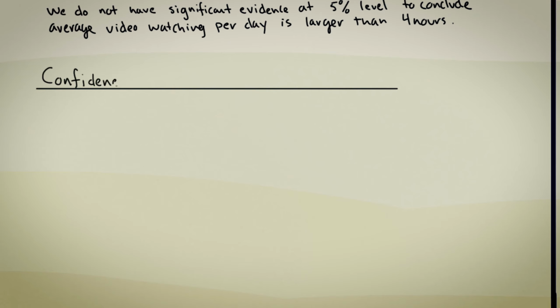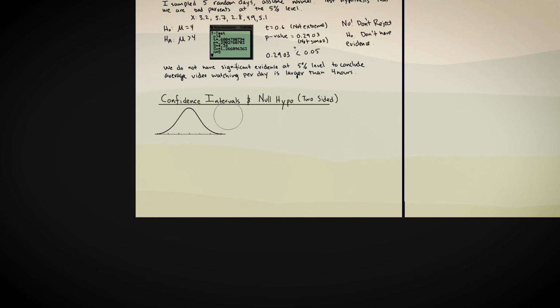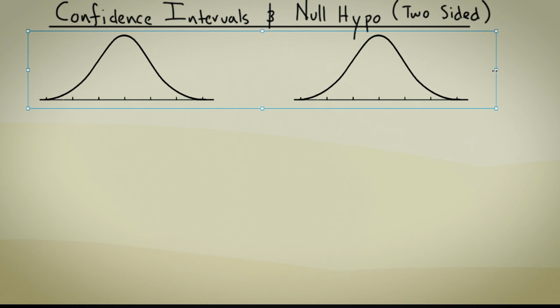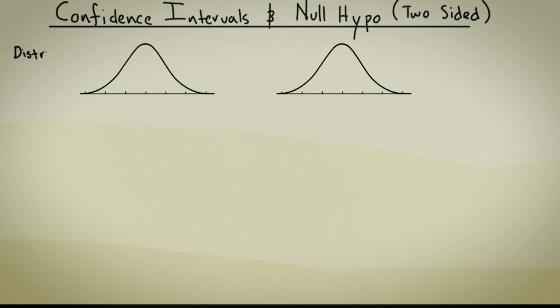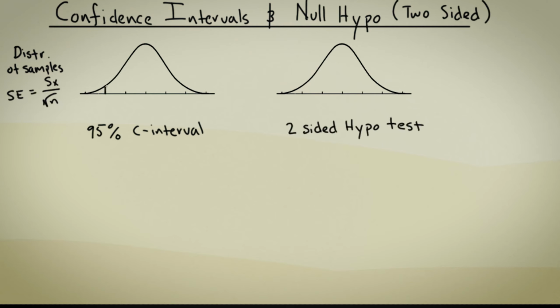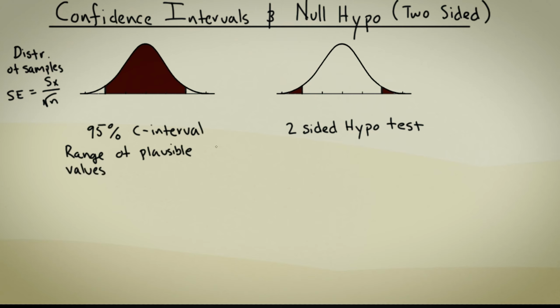There's a relationship between finding confidence intervals and rejecting or accepting the null hypothesis in a two-sided hypothesis test. Both of these processes involve finding the standard error in the distribution of the samples and then going out to level 2 on the empirical rule. Both involve the middle 95% of the distribution of samples, and confidence intervals are supposed to be a range of plausible values.